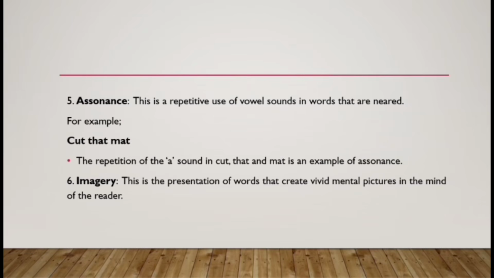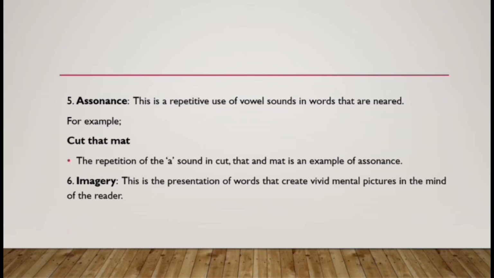We also have assonance. This is a repetitive use of vowel sounds in words that are neared. So with consonance, we are looking at the repetition of consonant sounds, but in assonance, we are looking at repetition of vowel sounds. So vowel sounds we have a, e, o, u. Mostly, assonance sounds better with the higher pitched sounds. Cut that mat. The repetition of the A sound in cut, that, and mat is an example of assonance.